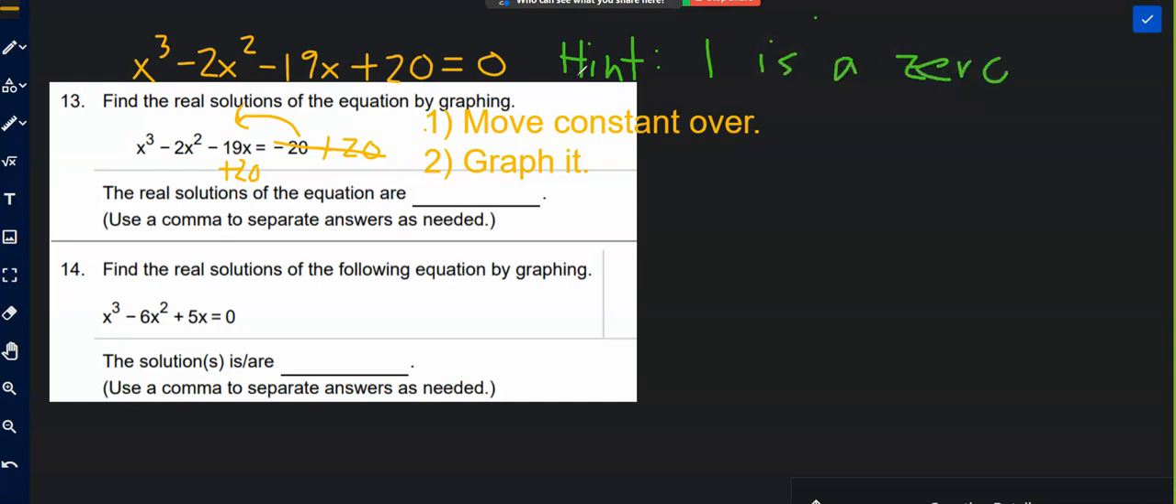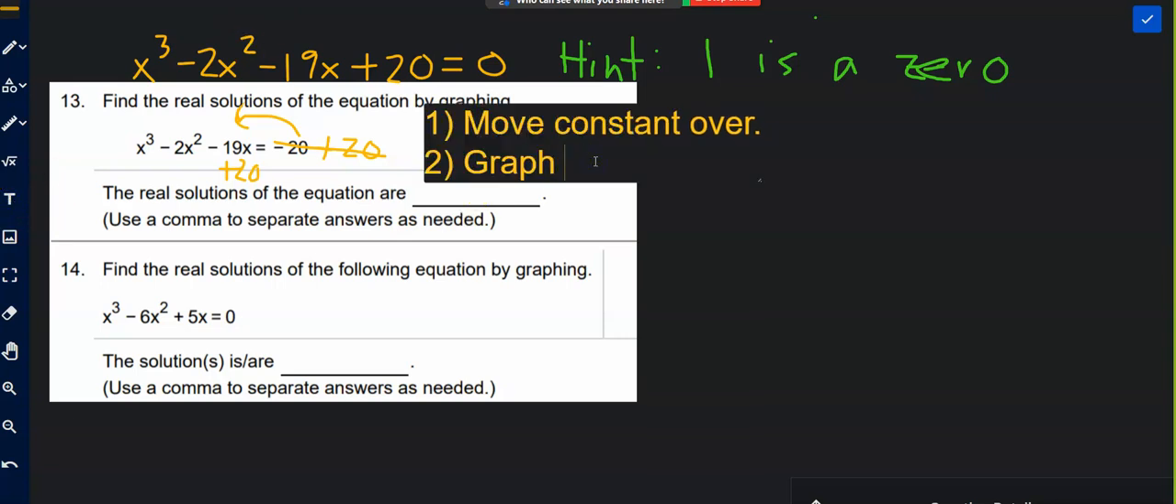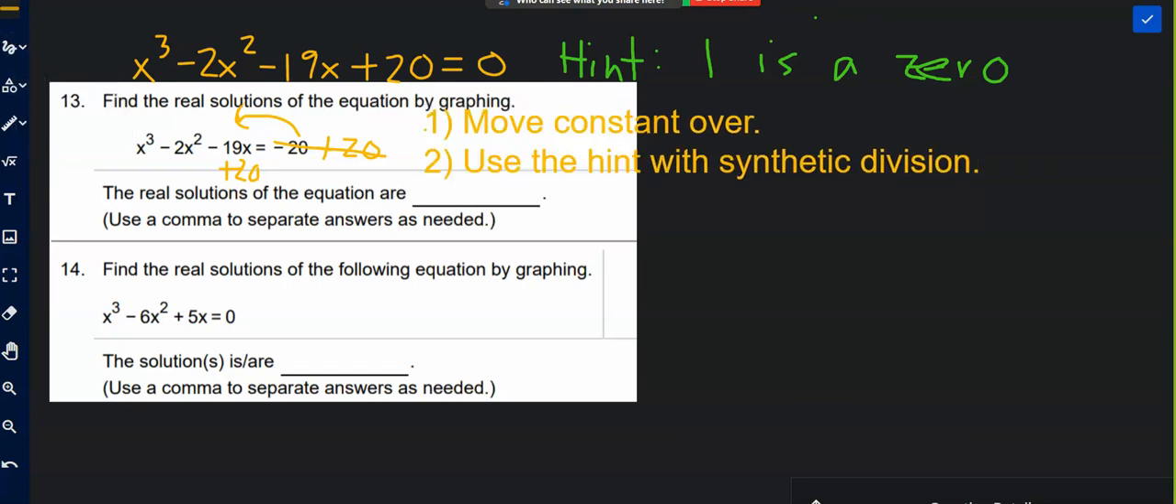Okay, you have to have a hint to start with. Otherwise, you won't know what to do. Now, it's true, you have to move the constant over. But we could change this from graphing to use the hint with synthetic division. Okay, so what does that look like? All right, let's work this out.